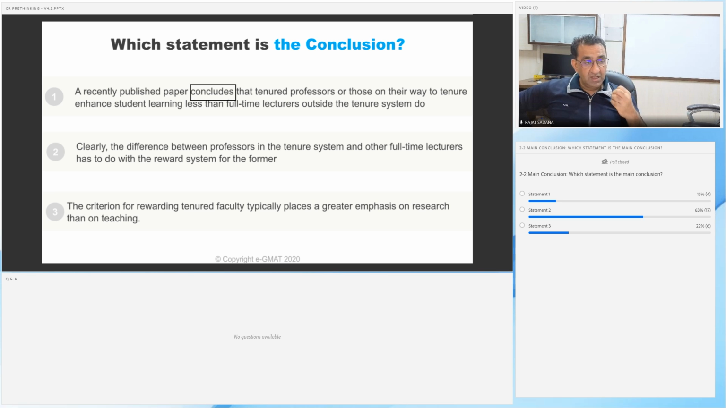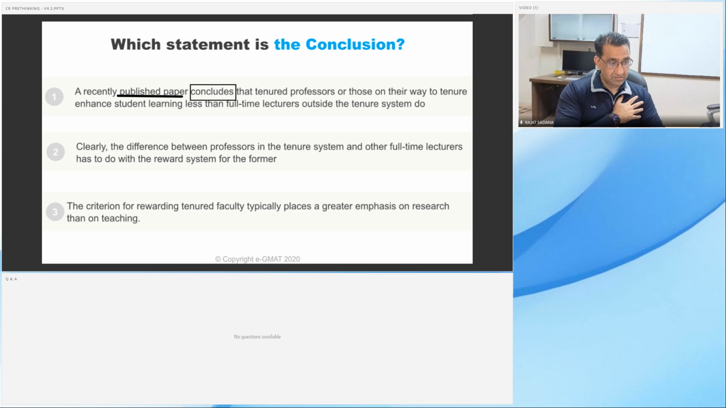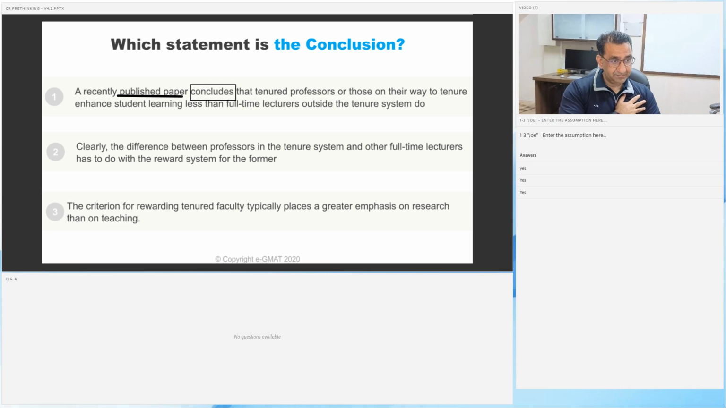Now remember this. The main conclusion in the argument is what the argument is about. What is the idea that the author wants to further from this argument? The main conclusion is also drawn by the author of the argument. The conclusion in statement 1 is being drawn by tenured professors who published papers, not by the author of the argument. So statement 1 is actually a fact. Is that clear to people who said statement 1 is the main conclusion? Is that clear? A lot of people also say statement 3 is the main conclusion because it usually is towards the end.